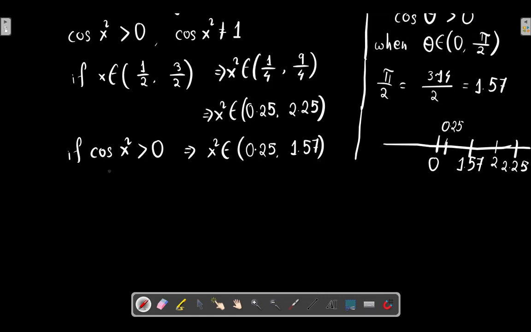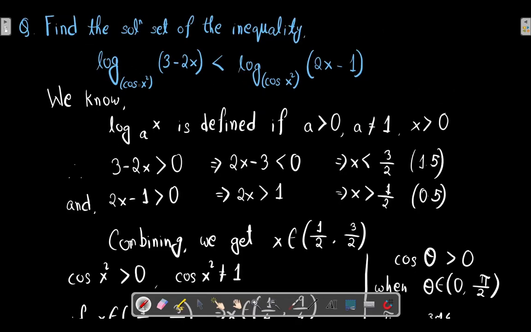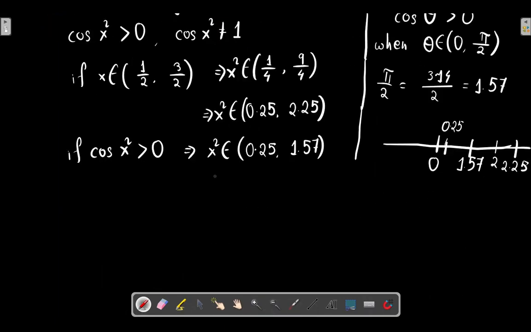The value of this cos x square will get negative, and we don't know the logarithm with a negative base, so this inequation will not be defined, it won't be valid. Okay, so we are restricting the value of x square in the first quadrant. So it is between 0.25 to 1.57.